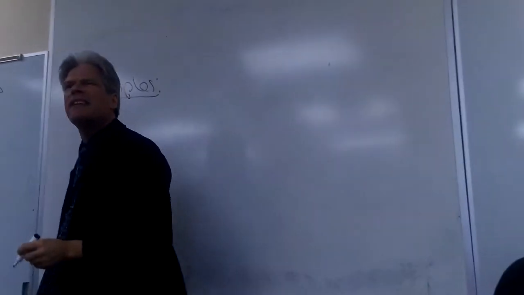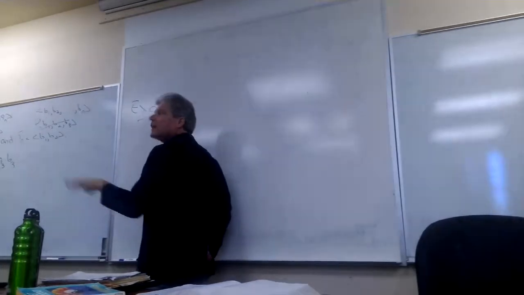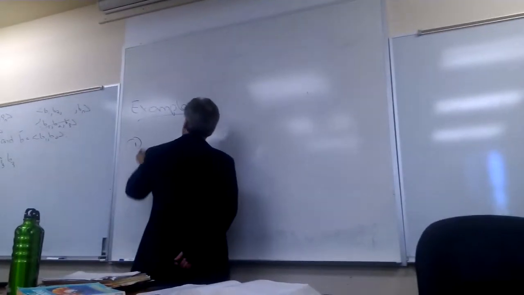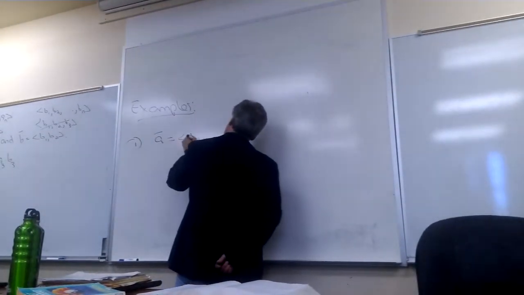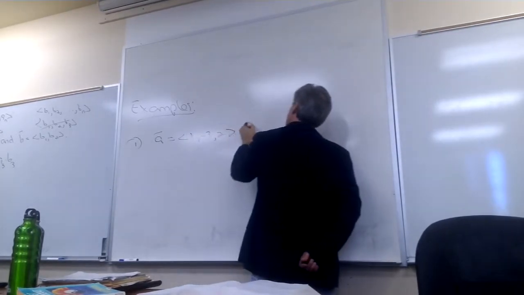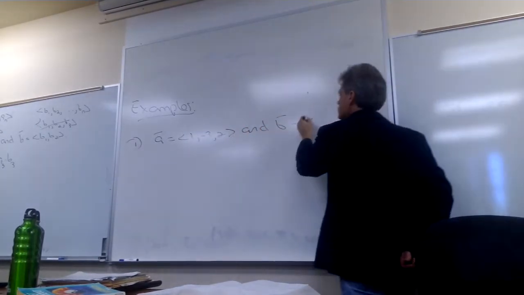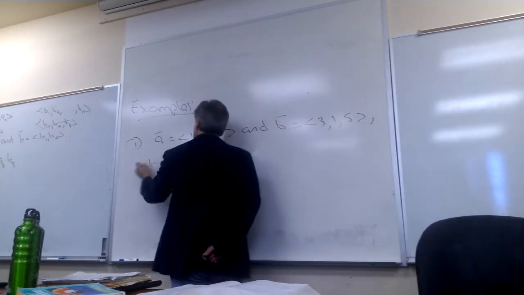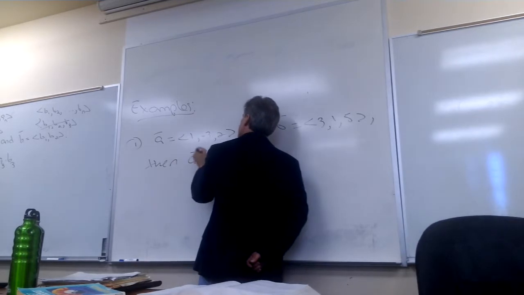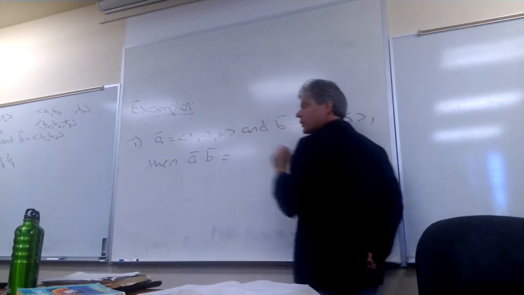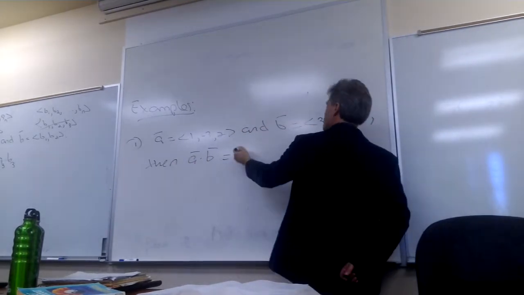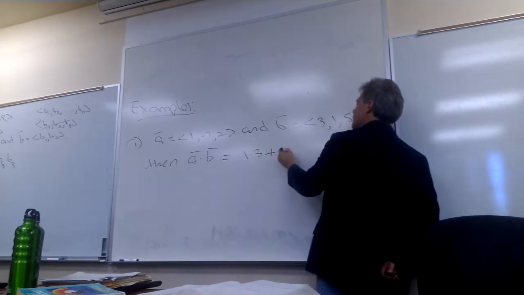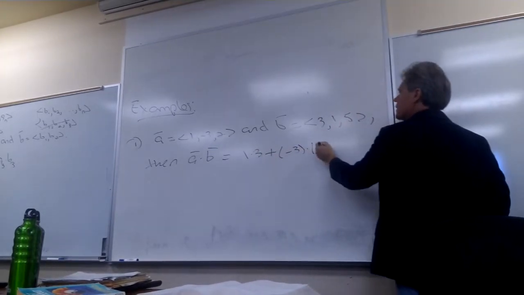A really silly example, because you're not going to care why I'm doing this yet. But if I ask you to consider A bar being this, and B bar being this, then I maintain the dot product between A bar and B bar is nothing more than the sum of these products. Is that a 1 times 3 plus negative 3 times 1 plus 2 times 5?